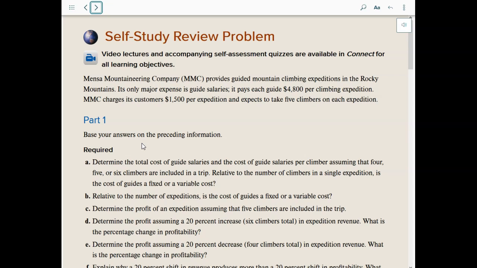All right, we're to the self-study review problem, so that's about it for the material in this chapter. As always, go back and reread the chapter. Read it yourself, word for word, follow through with all the numbers and the examples. So, as always, good luck with your studies.